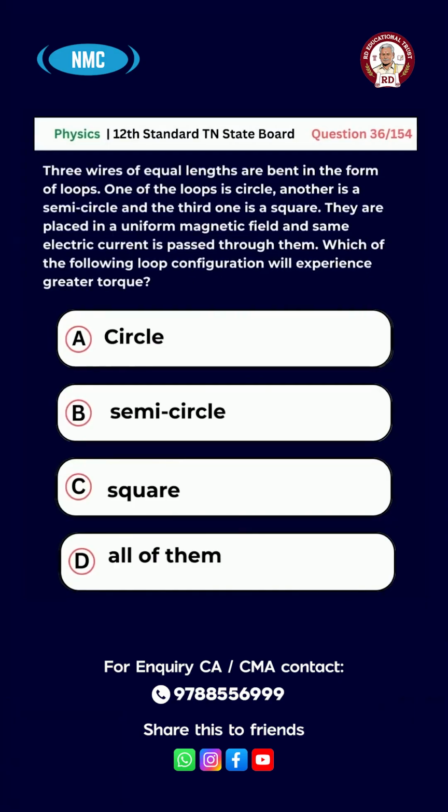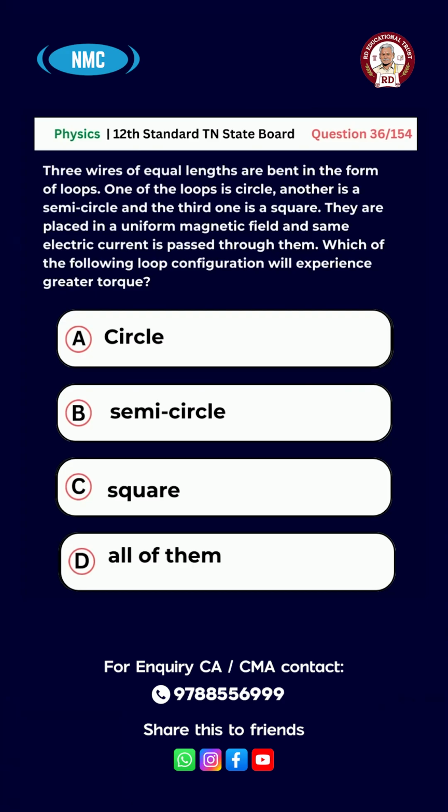Question number 36. Three wires of equal lengths are bent in the form of loops. One of the loops is a circle, another is a semicircle, and the third one is a square. They are placed in a uniform magnetic field and the same electric current is passed through them.